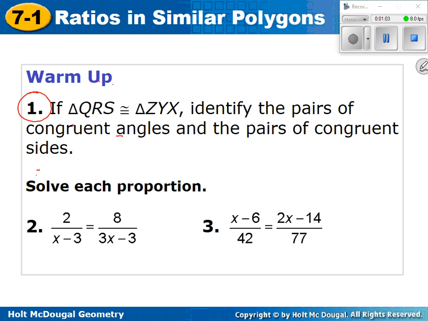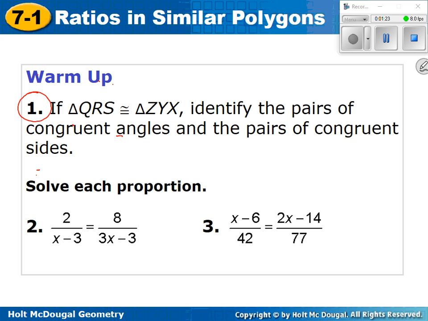What's it mean if triangles are congruent? What's equal? Okay, all of their corresponding sides are congruent, and all of their corresponding angles are congruent. That doesn't mean that they're regular. It doesn't mean that all the sides are the same, right? Or that all the angles are the same.